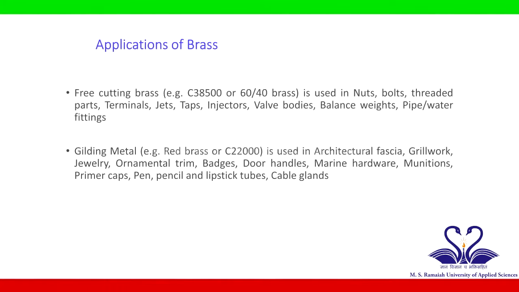Free cutting brass such as C38500 or 60/40 brass is used in nuts, bolts, threaded parts, terminals, jets, taps, injectors, valve bodies, balance weights, pipe and water fittings, etc. Gilding metal such as red brass or C22000 is used in architectural fascia, grille work, jewelry, ornamental trim, badges, door handles, marine hardware, munitions, primer caps, pen, pencil and lipstick tubes, cable glands, etc.